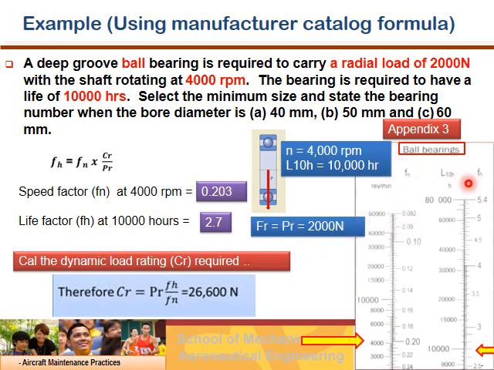Now I want to look at my FH, L10H. My L10H is 10,000 hours. So if it's 10,000 hours, you move down and look for 10,000. And yes, this happens to coincide with one of the divisions, making life easy for everybody.